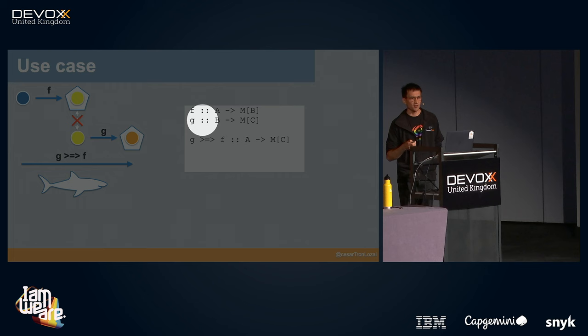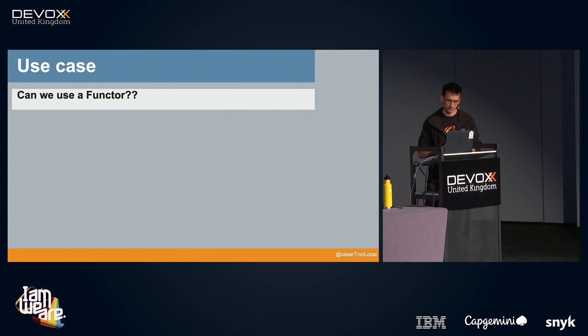And I would like to have this operator that I can go from A to M of C, bypassing the B even though the types don't match. So how can we do that? OK. So now, wait a second. You just told us about functor.